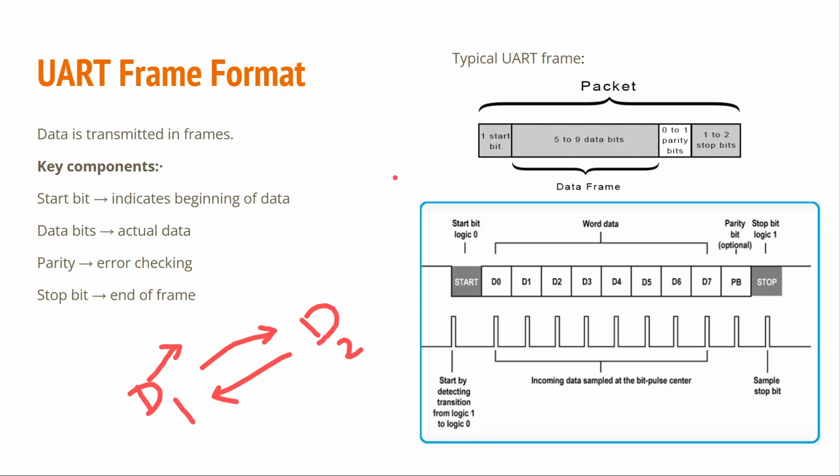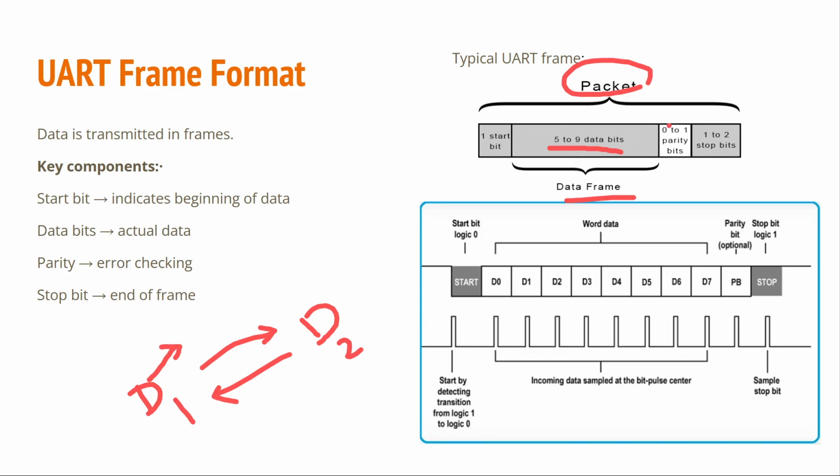For that purpose they use a data frame. Data frame is nothing but, usually, when some information is sent from device 1 to device 2, it will be transmitted as a packet. Inside the packet there is a list of bits. The first one is the start bit, and then the data which has to be sent from my device 1 to device 2. It may range from 5 to 9 data bits. I may be sending 5 bits, 6 bits, or 8 bits of data, and that can be sent using this data frame.